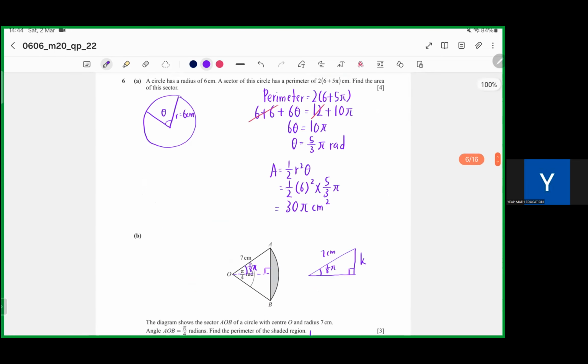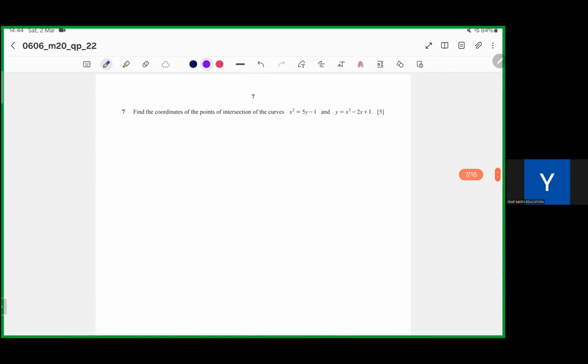Okay, now I continue to question 7. This question 7 I think is quite easy. Just don't make mistakes. If you make mistakes, I think you will lose these easy marks. Okay, so now we see question 7.